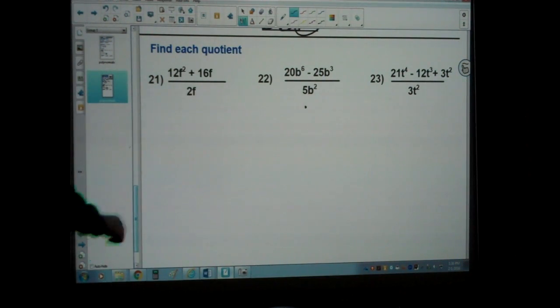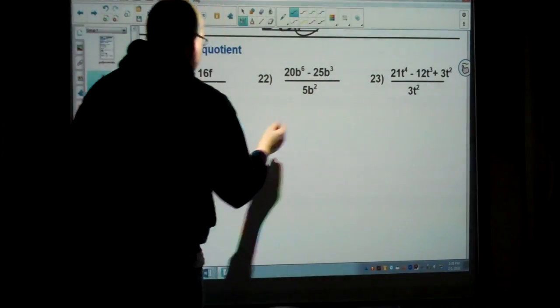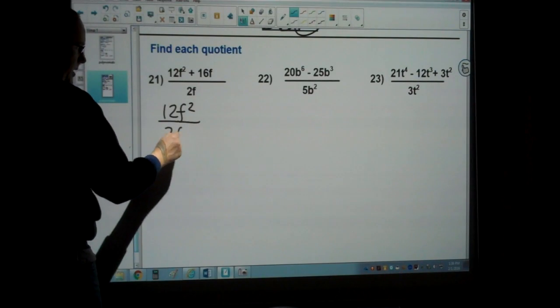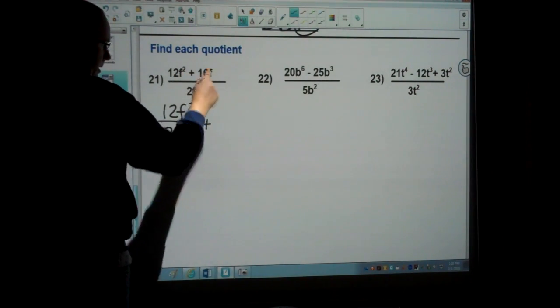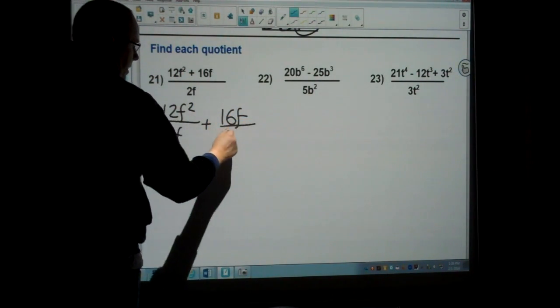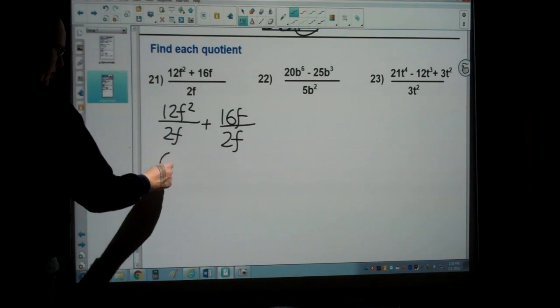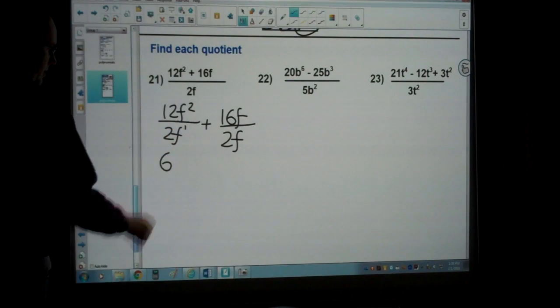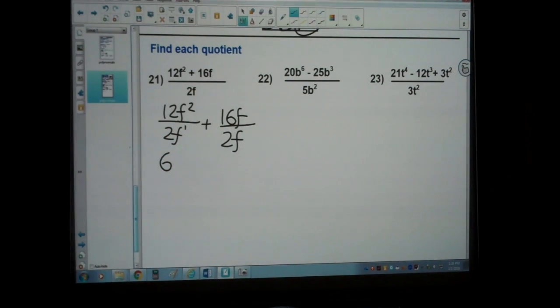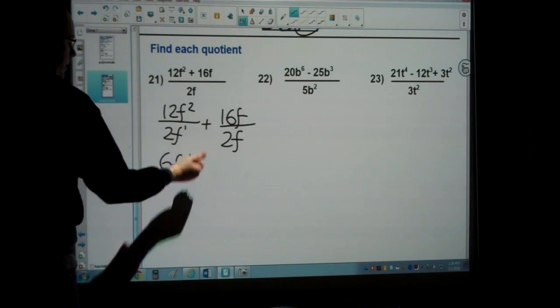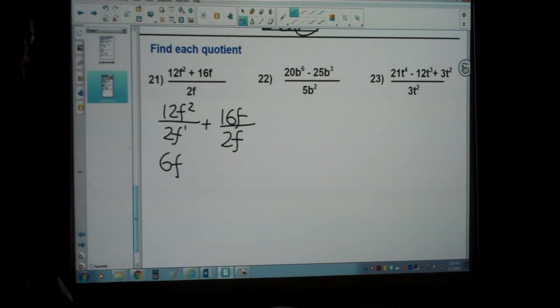We know that this is a division problem because we can see the fraction line here. So what we're really doing is we're splitting this into 2 separate questions. We're going to do the first term divided by this, and then we're going to do the second term divided by this. Now the rules for division are that we're going to subtract the exponents. Now for the numbers we just divide as normal, so 12 divided by 2 is 6. Remember, if there is no exponent, you can put a power of 1 if you wish. So when you subtract it, 2 take away 1 is 1, and as it's 1, I'm just going to leave it as 6f.